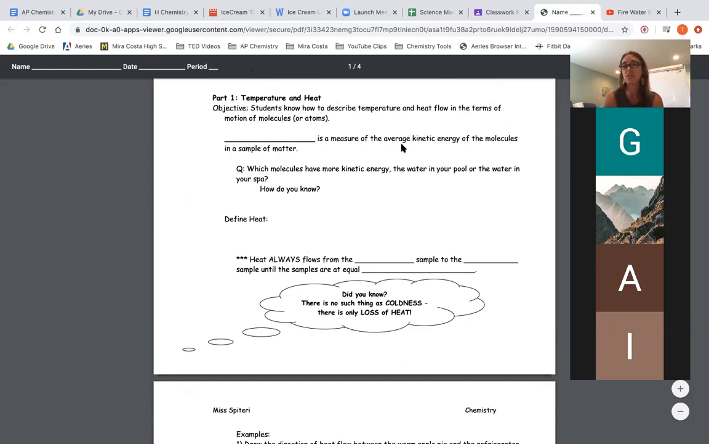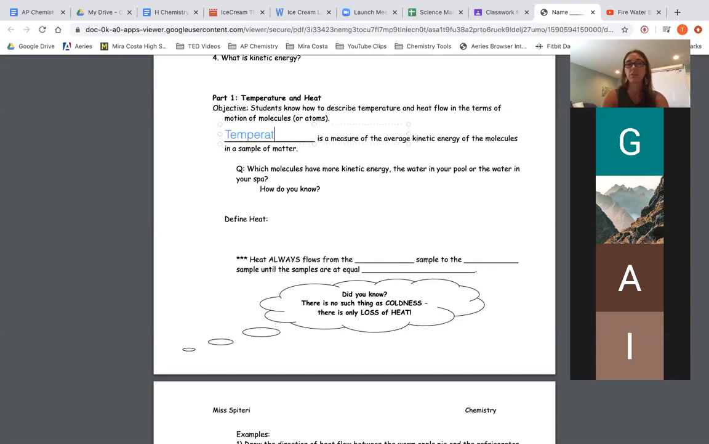So blank is a measure of the average kinetic energy of molecules in a sample of matter. You guys should know this one. Temperature, that's the definition of temperature, right? Temperature is a measure of the average kinetic energy of the molecules in a sample. So the hotter something is, the faster the molecules are moving. We know this already. That has to do with kinetics and why collisions happen more frequently at higher temperatures, right? Which molecules have more kinetic energy, the water in your pool or the water in your spa? This one should be pretty straightforward for you. The molecules in your spa have a greater kinetic energy. Why? Because they're hotter. The water in the spa is at a higher temperature, and so therefore the molecules must have more kinetic energy.